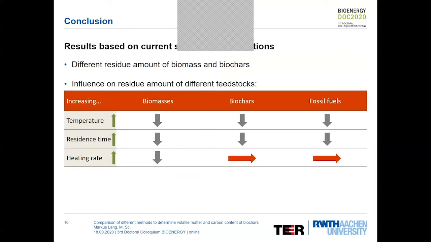And now the interesting thing is that the heating rate has a different influence on the three materials. With the biomasses, there is also a lower residue amount, but for the biochars and fossil fuels, there is no visible influence of the heating rate. So we think that the heating rate has an influence on the structure, so that there is a reconstruction of the surface of the material, which can influence the method to determine volatile matter, and in this case also the fixed carbon content.